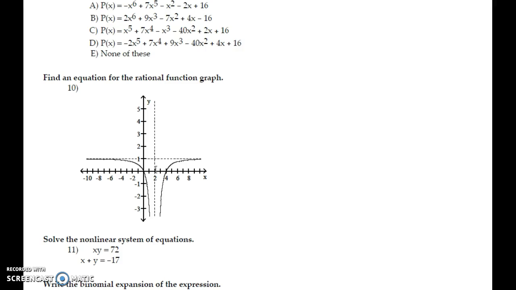The range is the same concept, but with the y values. So you're looking at these y values. Well, up here there's no graph. Okay, we're looking in this direction now.